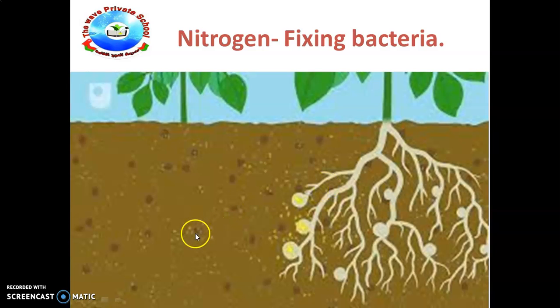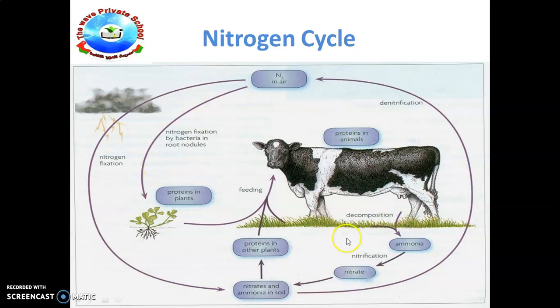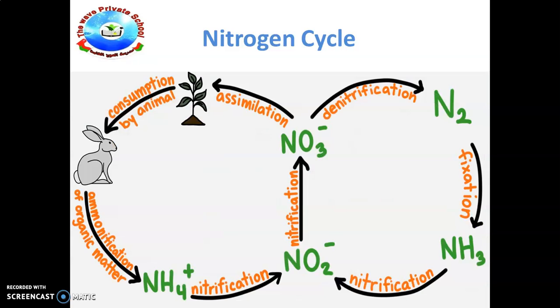So now open the notebook and draw a rough diagram of the nitrogen cycle, this one. Pause the video and draw this diagram in the notebook. After this, take down these reactions and the process names the same way in the notebook.